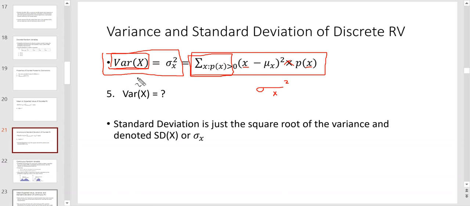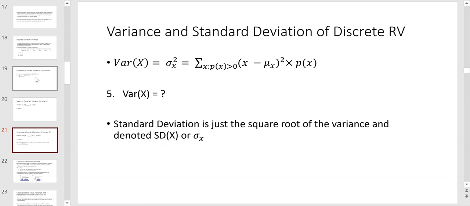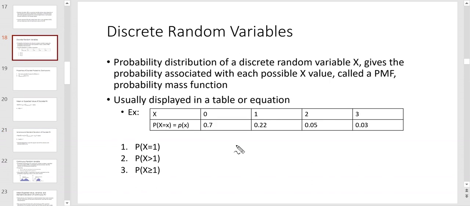So let's go back and compute the variance of x from that example we were working. We know the mean was 0.41. So first we start with the first possible value of x, which is 0. Subtract 0.41, square that difference, then multiply by its probability. That's the first element. Plus, then we go to 1: 1 minus 0.41, which was the mean, squared, times its probability.